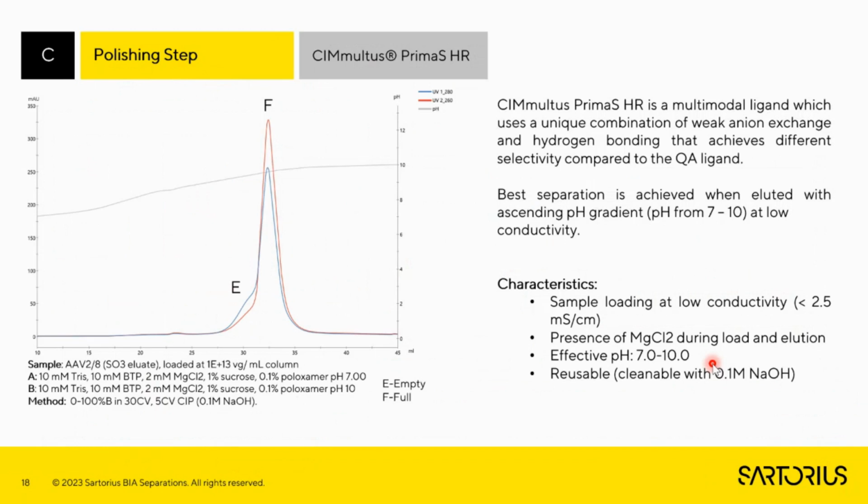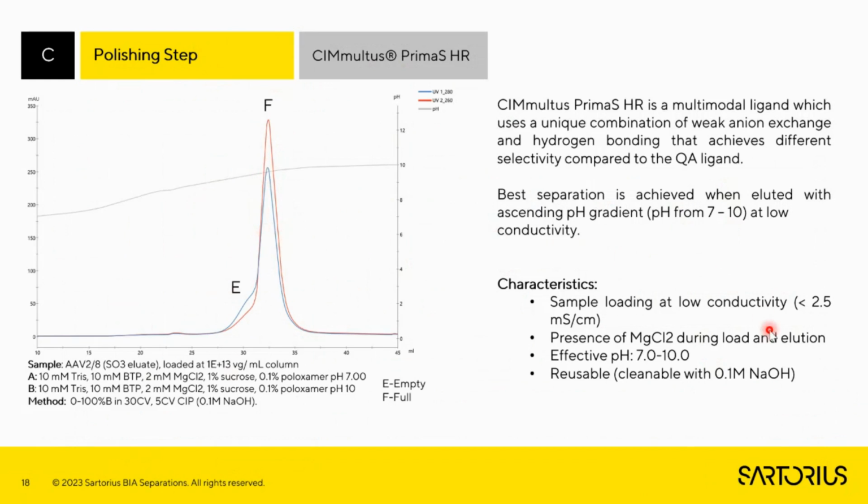Leaving the QA now, let's go to the second column that we offer for the polishing steps, the Prima S column. Again, this is the same sample that was applied. How it differs from the QA is that it is a multi-modal ligand, a weak anion exchanger, also with a hydrogen bonding effect. Instead of using the ascending salt gradient, we separate our species using a pH gradient. Usually we go from pH 7, which is also the loading pH, and we elute up to pH 10, whereas the capsids elute around pH 8, pH 9.